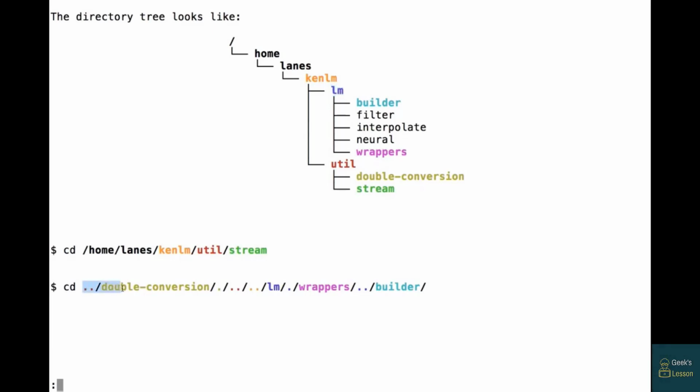So, the path through conversion refers to /home/lanes/kenlm/lm.